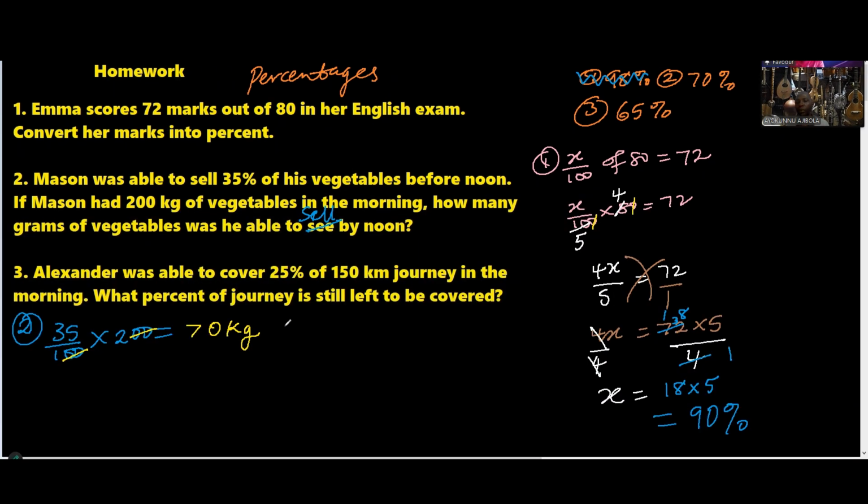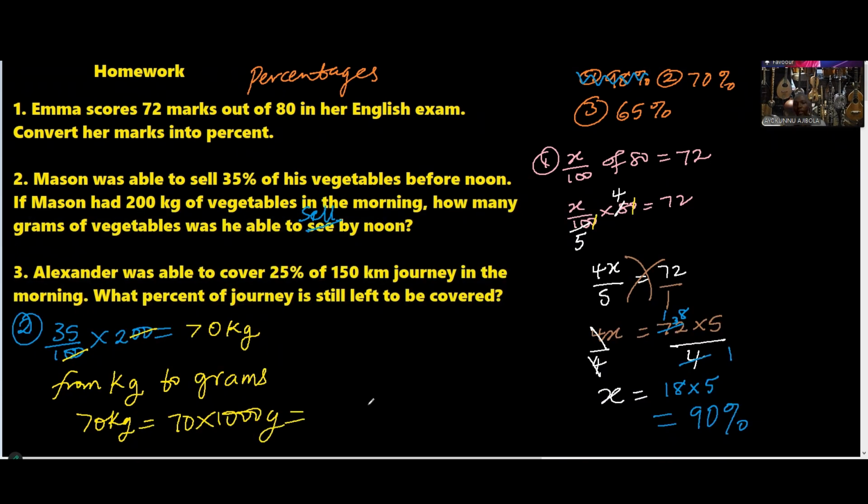But it says grams. How do you convert from kilograms to grams? Kilo means 1,000, so from kilograms to grams you multiply by 1,000. So 70 kilograms equals 70 times 1,000 grams, and this is 70,000 grams. Is that clear? Okay, let's look at the third question.